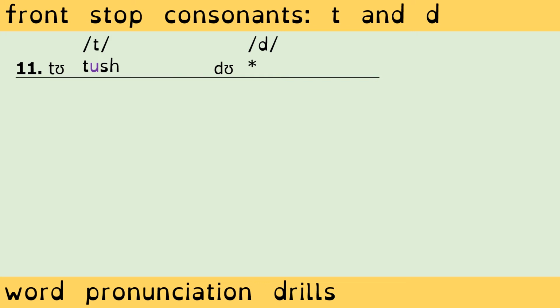Number 11, t, tush. The u sound in tush doesn't have an example starting with a d. I have checked dictionaries. If you can find a word that begins with a d sound, let me know in the comments. For now, I have to just put an asterisk in its place.